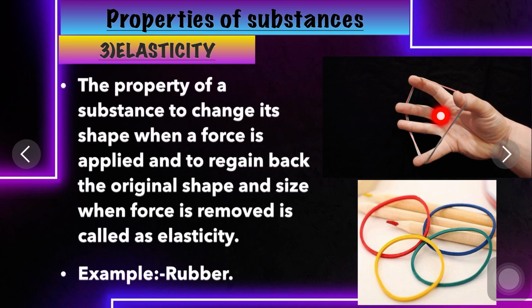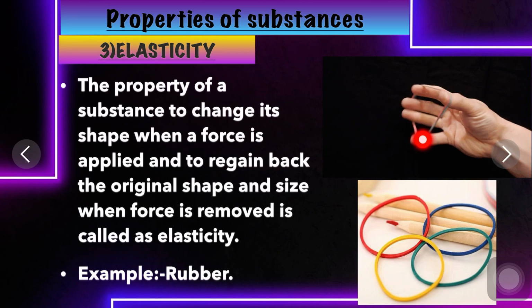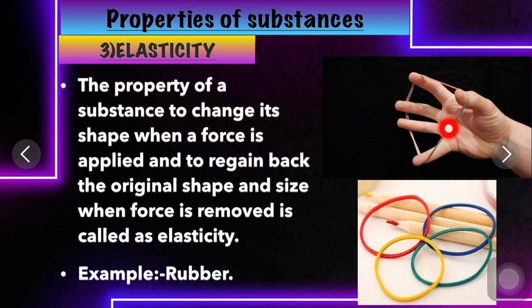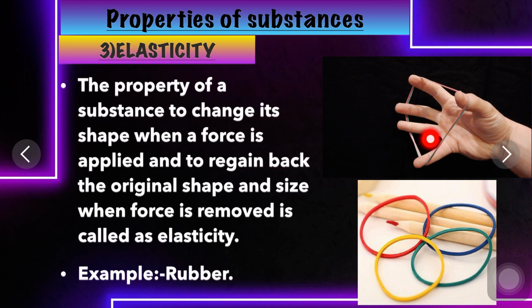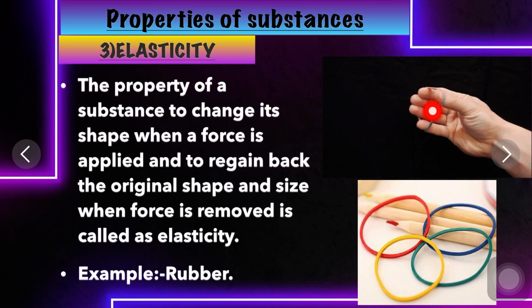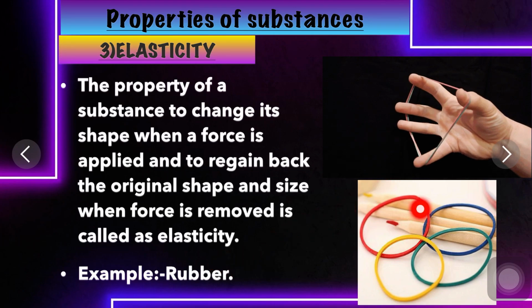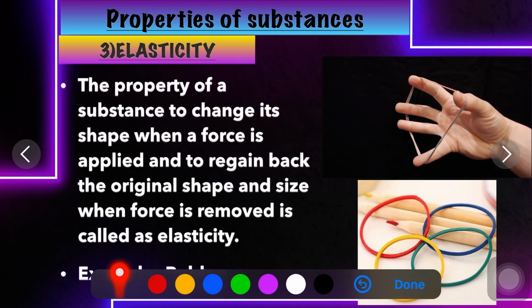Okay, can you see this? Some substances change their shape when a force is applied on them, but return to their original shape and size when the force is removed. This property is called elasticity. Example is rubber, sponge, etc.